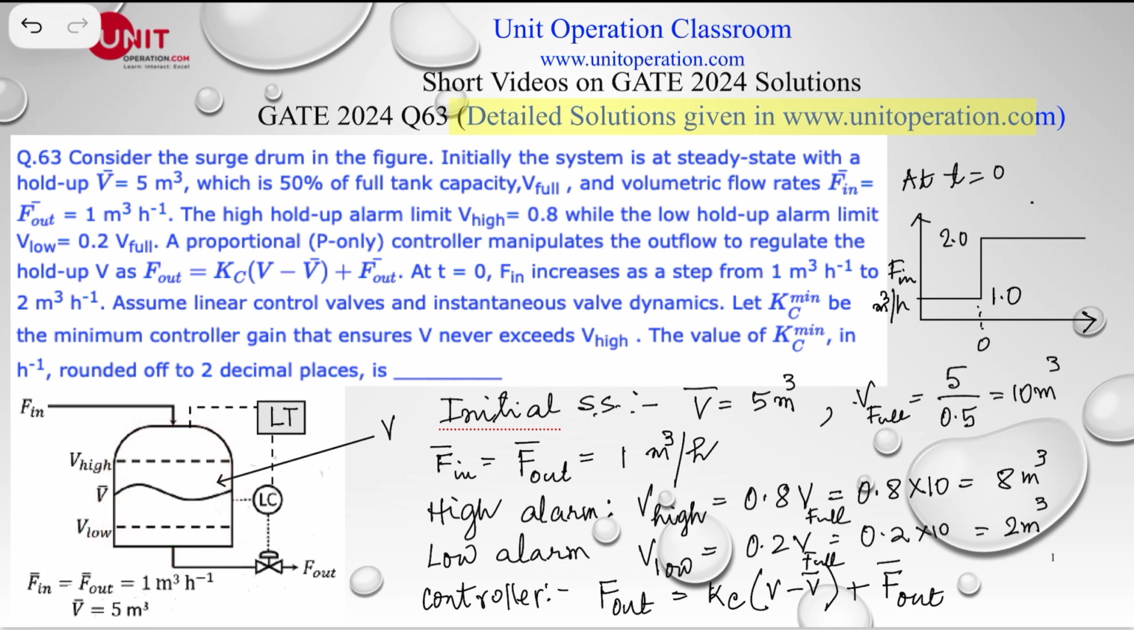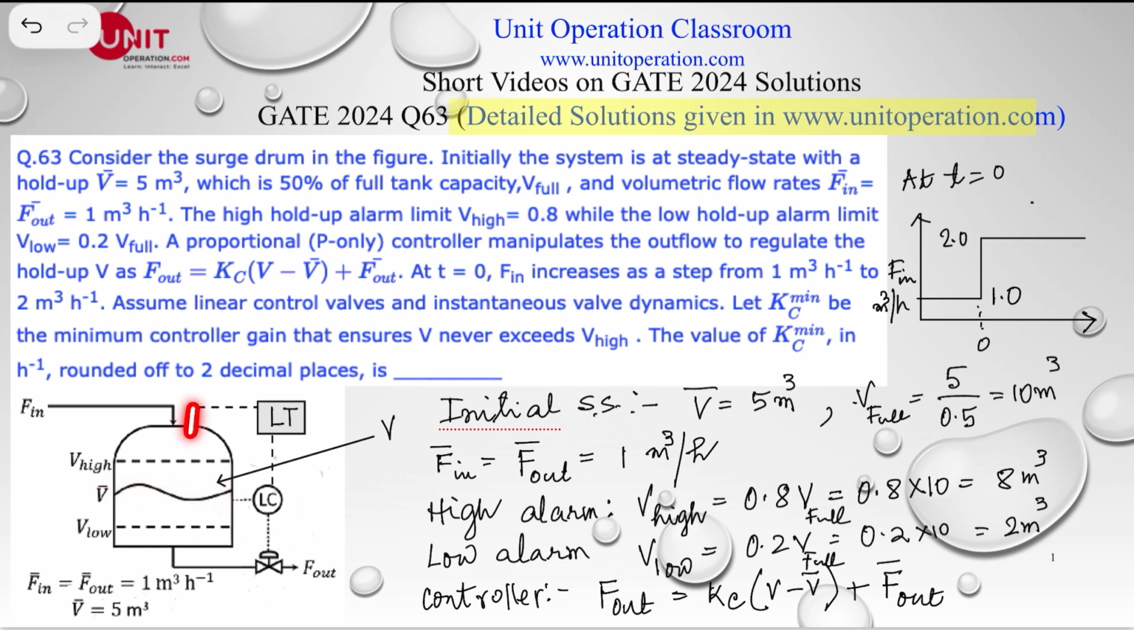The volumetric flow rates are 1 meter cube per hour. So at steady state, this is 1 meter cube per hour coming in, this is going out at 1 meter cube per hour, and the hold-up is 5 meter cube.